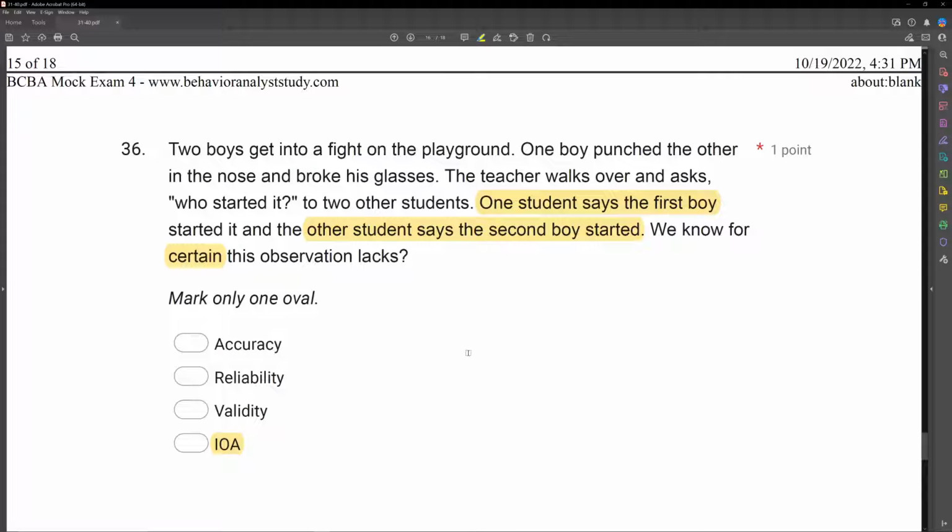Again, we're not sure about the accuracy, so we can't say for certain it lacks it. Not sure about the reliability, so we can't say for certain. It is valid. They are measuring what we want them to measure. The only thing we know for certain it lacks is agreement. Okay? These students are not agreeing. There's no inter-observer agreement on who actually started the fight.